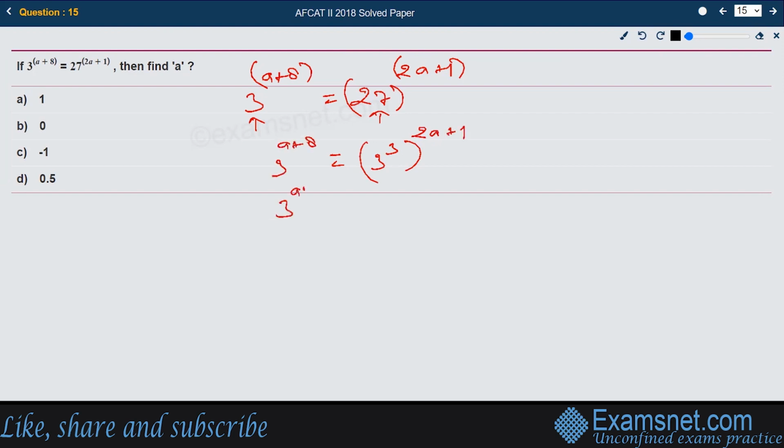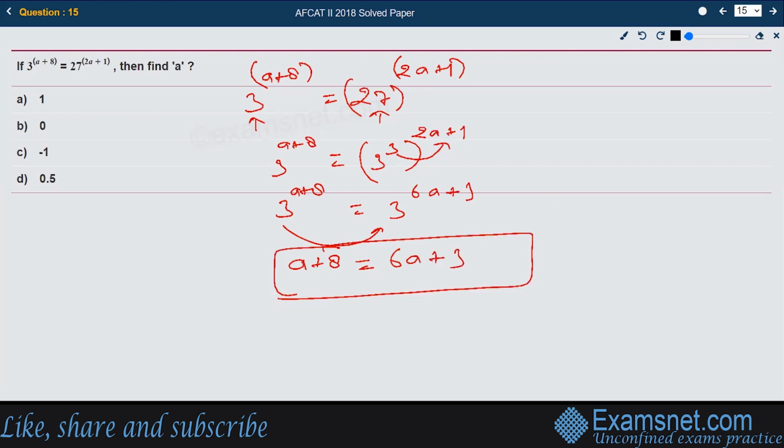This becomes 3 to the power A plus 8 is equal to, the power over power gets multiplied, so 3 to the power 6A plus 3. Now we have 3 and 3 as the same base, so we can simply compare the powers. So A plus 8 is going to be equal to 6A plus 3. If I further solve this, this is going to be 5A is equal to 5. So A's value is coming out to be 1. And that is going to be the right answer, option number A.